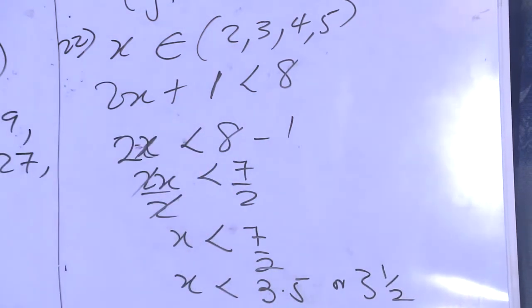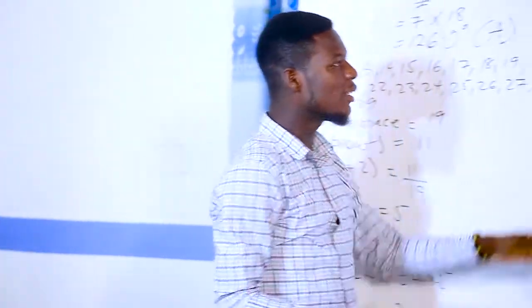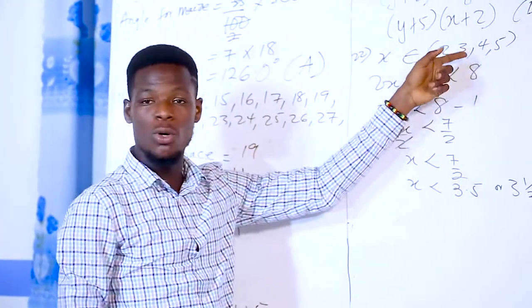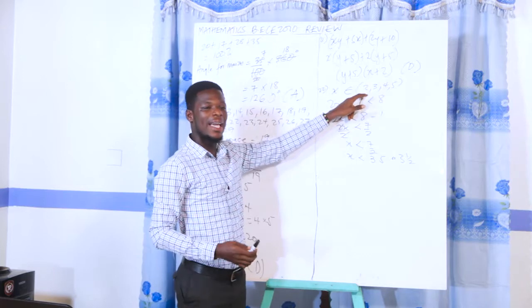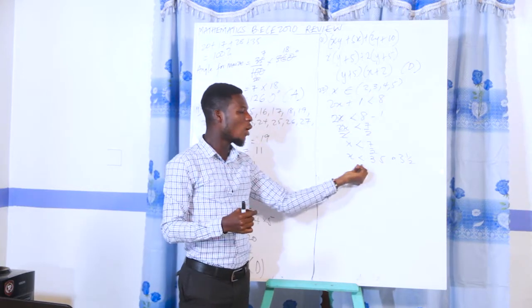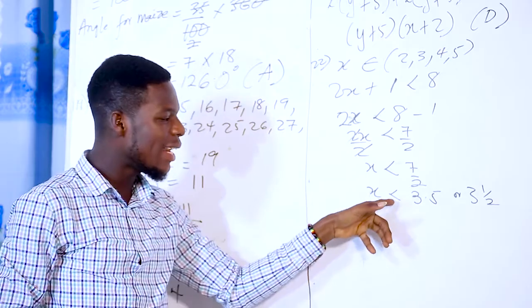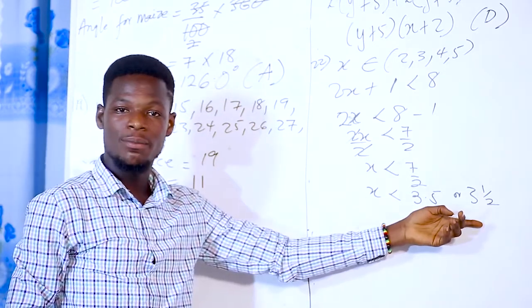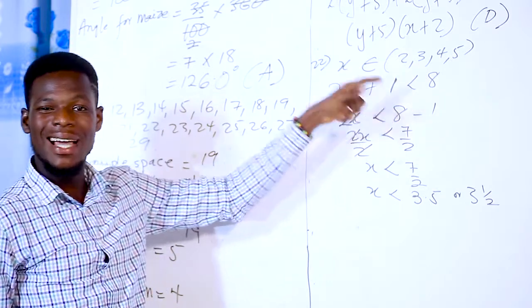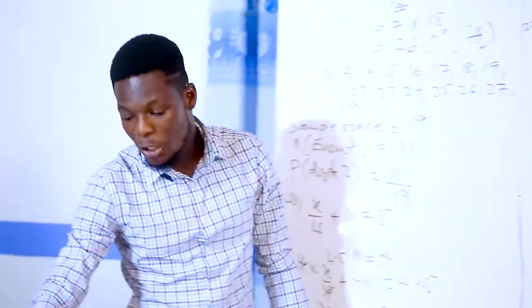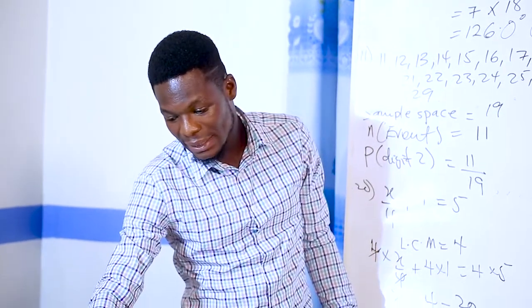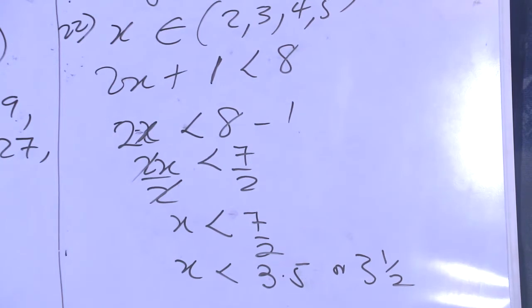All right. Now, the question is find the truth set. So finding the truth set means I'm going to look through the set provided and find the values which qualify for this value of x. So x is less than 3.5. So you look for the members in the set that are less than 3.5 and you put them in a curly bracket. That is why they said find the truth set.